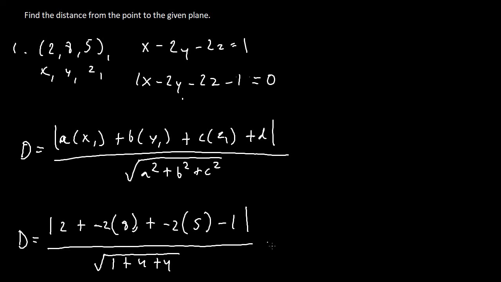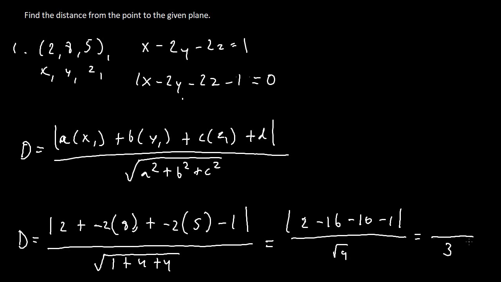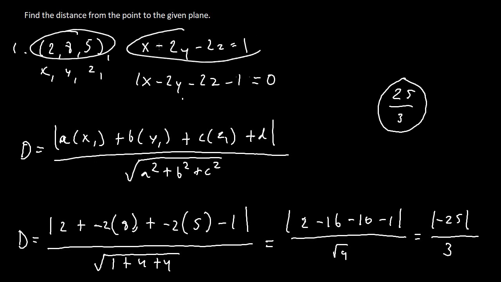So we're going to end up getting the absolute value of 2 minus 2 times 8, so minus 16, minus 2 times 5, which is 10, and then minus 1, all over the square root of 9. So the square root of 9 is obviously 3. We get 3 on the bottom, and then 16 minus 10 is negative 26, negative 27. So then 2 minus 27 will get us a negative 25. Since we have the absolute value, we can evaluate it, and so our final answer is going to be 25 over 3 as the distance from the given point to the given plane.